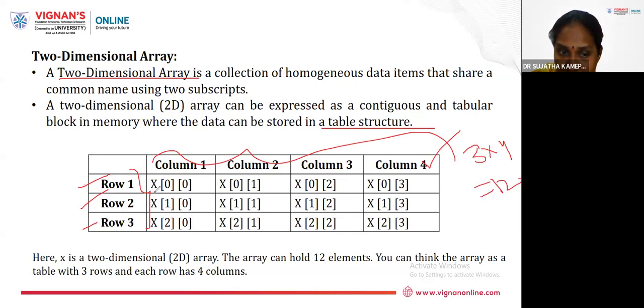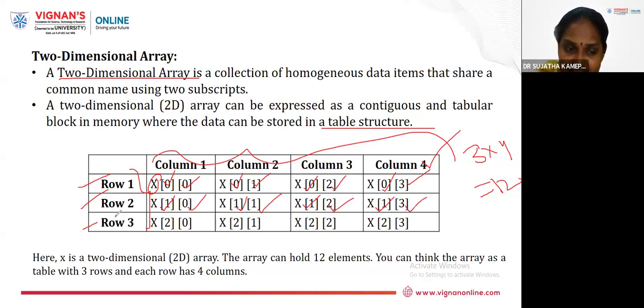Now, how is the first element represented? Suppose the array name is X. The first element is represented with 2 subscripts. One is the row subscript and the other is the column subscript. It is present in 0th row, 0th column. It is present in 0th row, first column. 0th row, second column. 0th row, third column. This is present in first row, 0th column. First row, first column. First row, second column. First row, third column. Right.